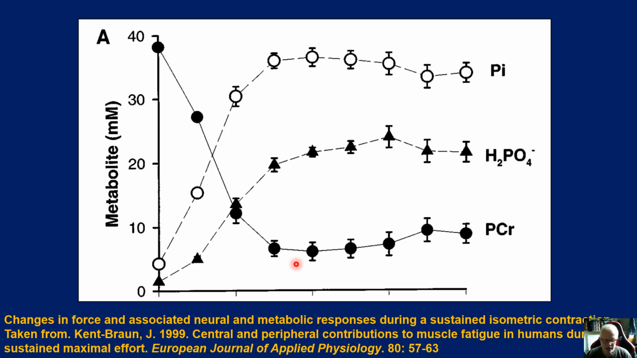And what we can see is that under this isometric condition, the concentration of phosphocreatine, as we saw in the previous slide, decreases. You get a rapid decrease and then it remains pretty much stable over this time period. At the same time, you get an increase in the phosphate concentration, often referred to as the free phosphate concentration. So why is this important?